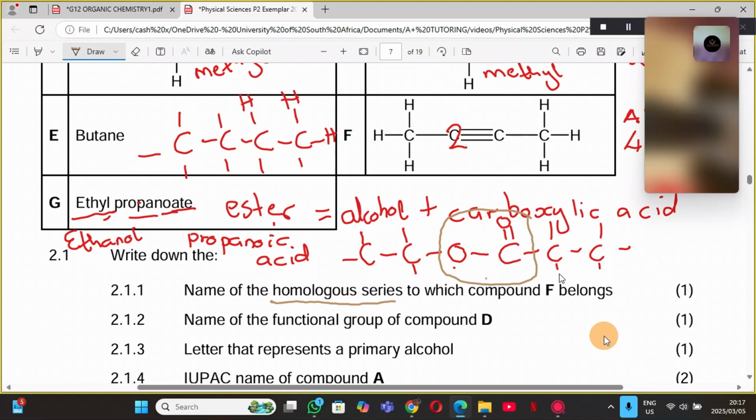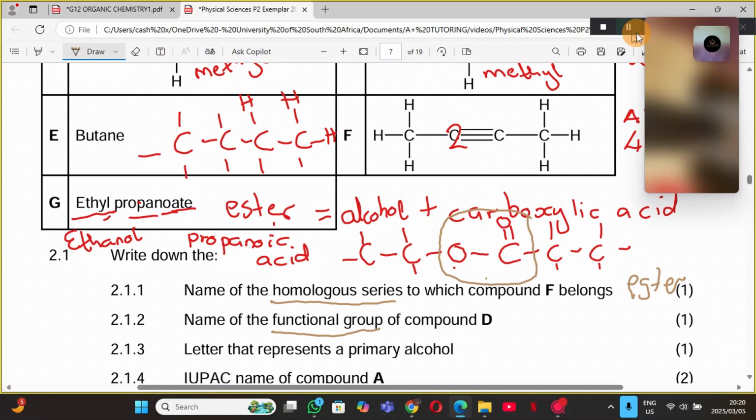So if they say the name of the functional group, or they can say what is the homologous series, it's the same thing. Yes. And then they now say name the functional group of compound D, right?